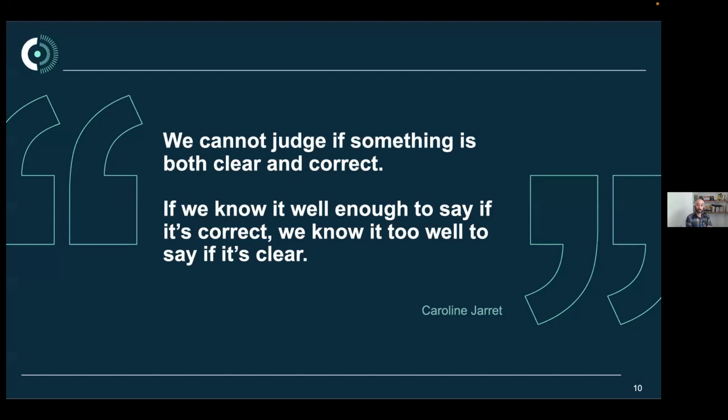Or as Caroline Jarrett, who's a content consultant and forms and survey specialist, says, we cannot judge if something is both clear and correct. If we know it well enough to say if it's correct, we know it too well to say if it's clear.